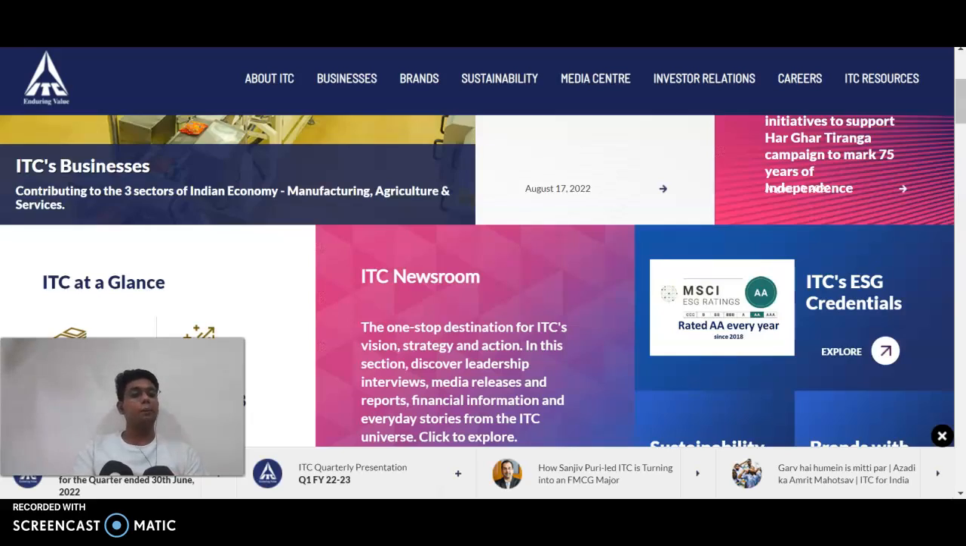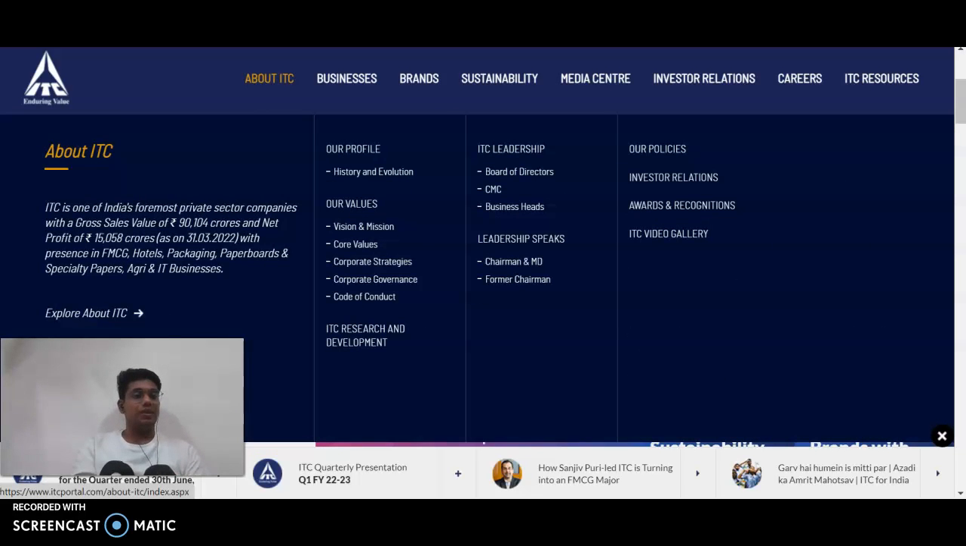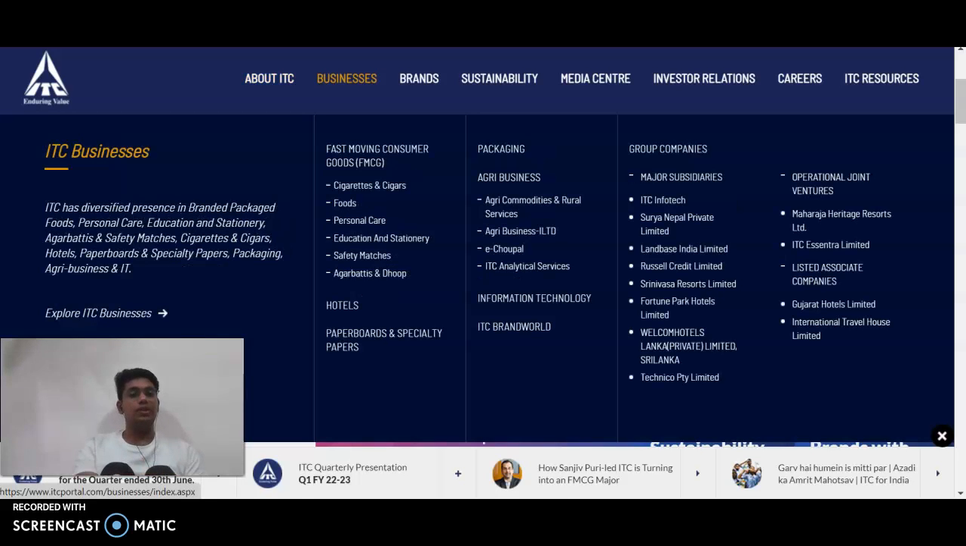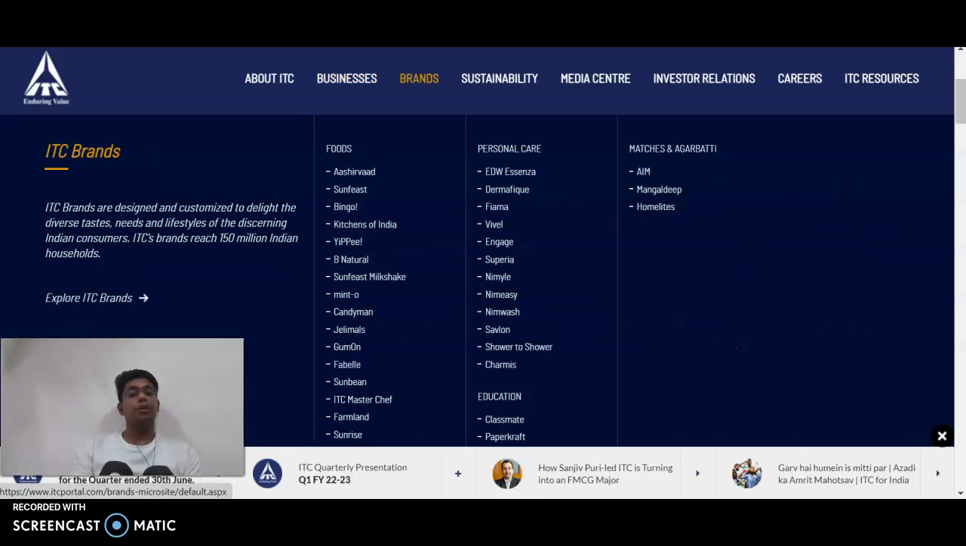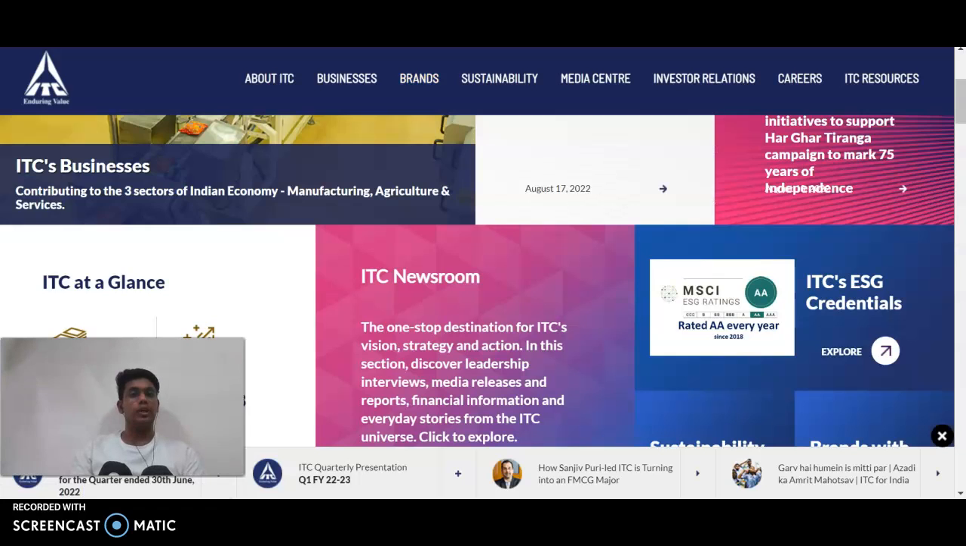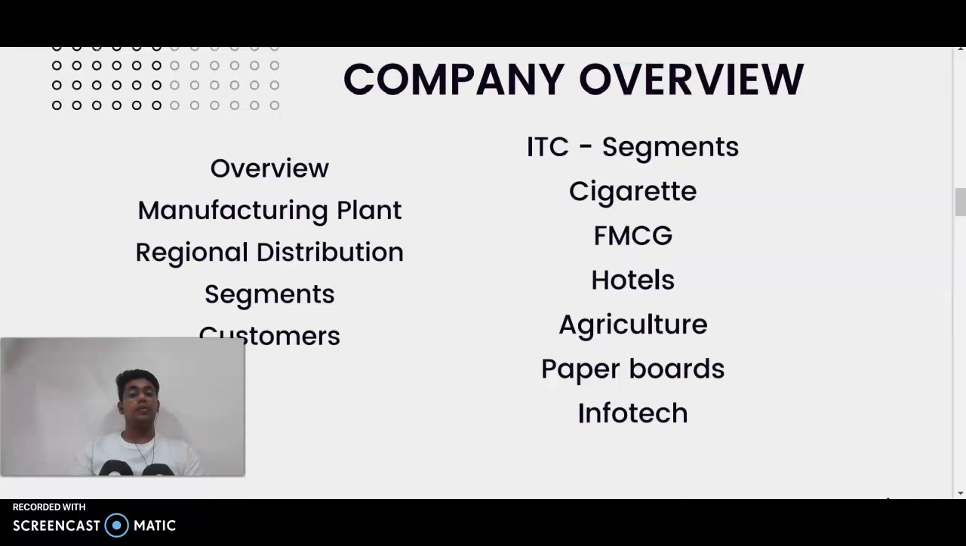You can go to the company website about ITC. ITC is one of India's foremost companies. This will tell you about the company overview, and in the business section they tell you about the different businesses. You have to mention the company details, and on the other side you have to mention the brands. What brands are they using? These are the information you will never get anywhere else. The company website is the best source. I will talk in terms of it.